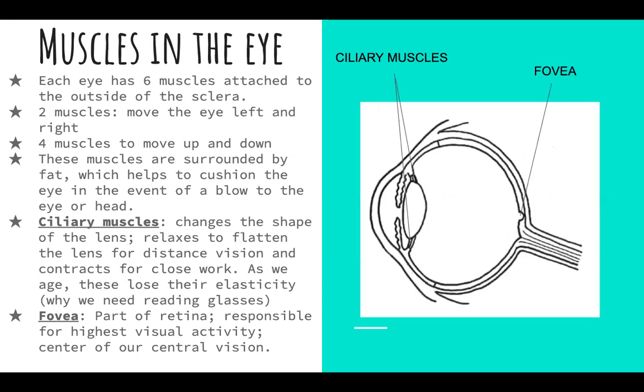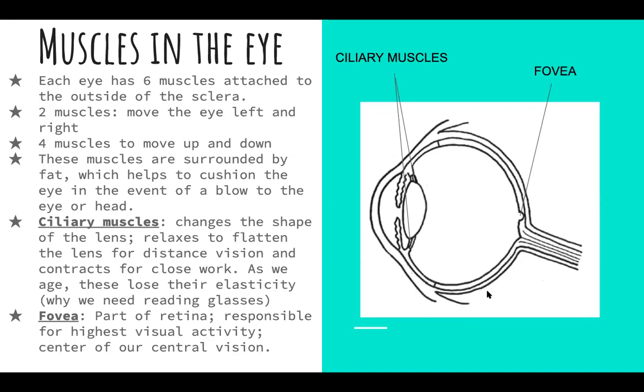All right, so the muscles in your eye. Each eye of a human has 6 muscles that are attached to the outside of the sclera. These muscles are right within here, okay? Then there are the ciliary muscles, which we'll talk about in a second. So each eye has 6 muscles attached to the outside of the sclera. Remember, sclera is the white part of your eye.